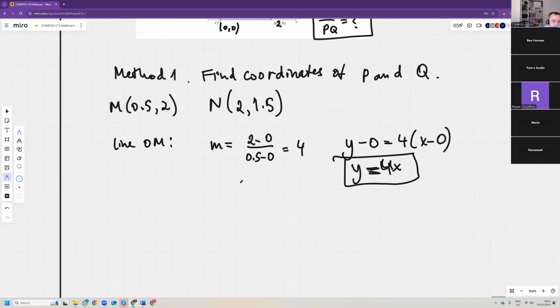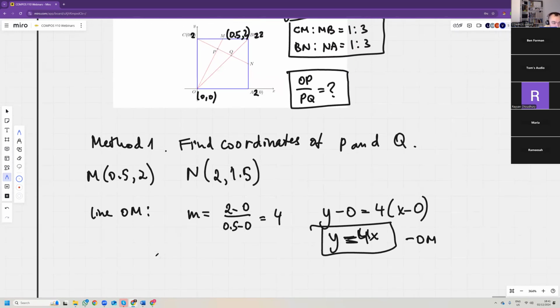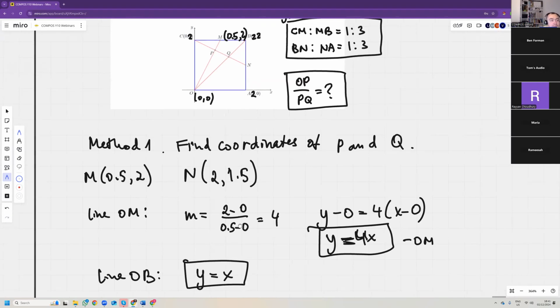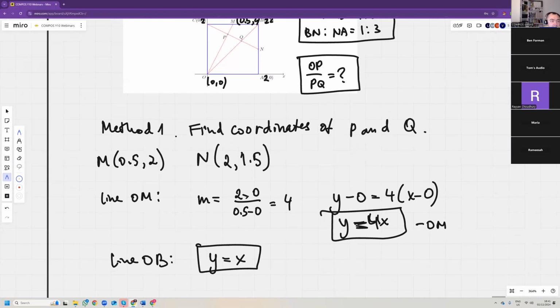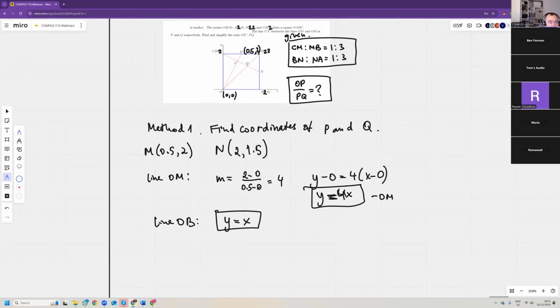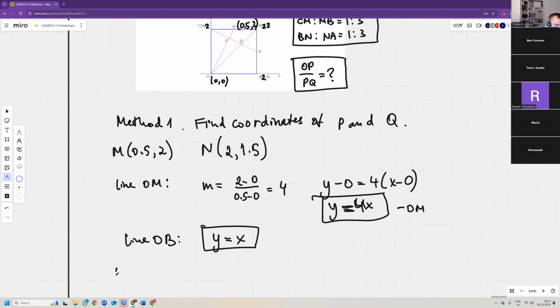Now we find line OB, and that's the easiest line because it's just y equals x. Now we need to find the line CN. Line CN.